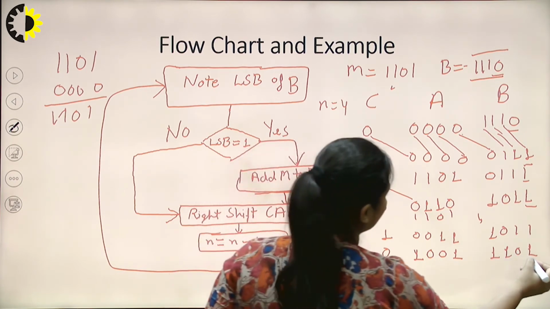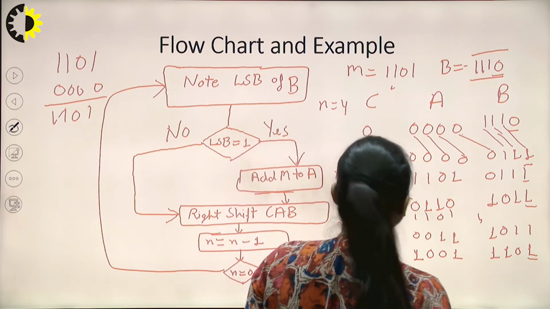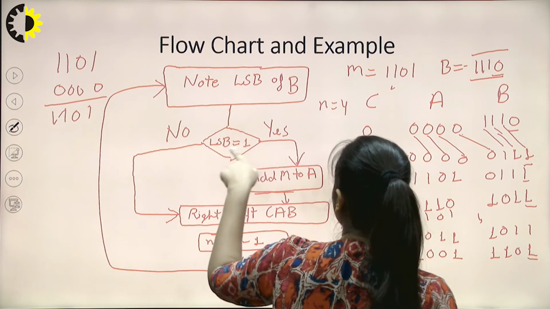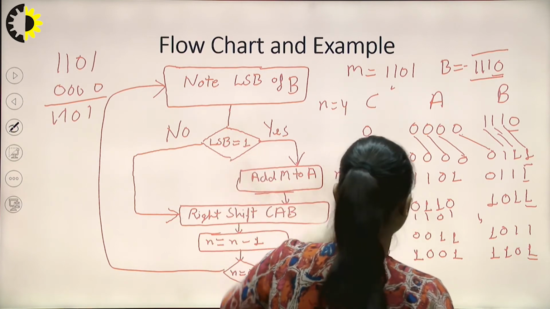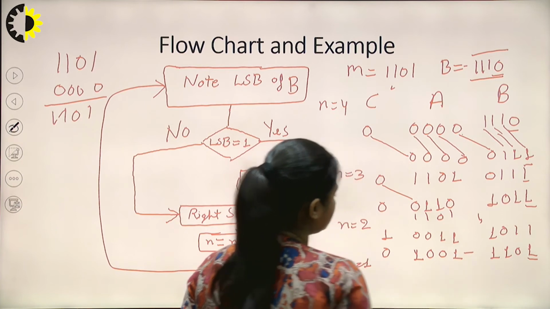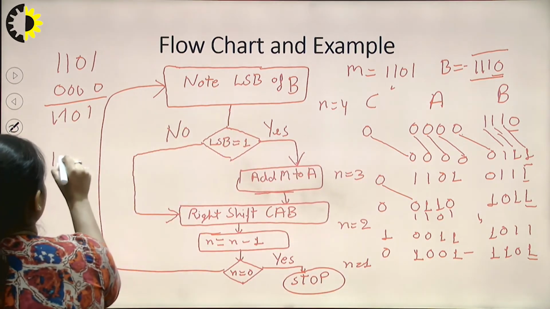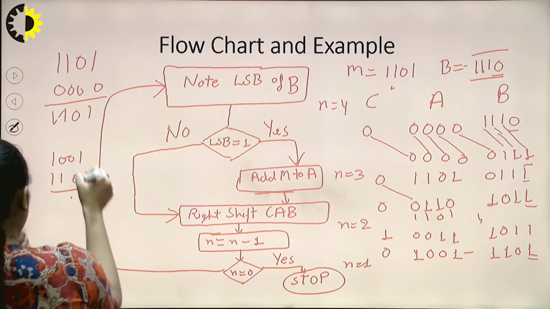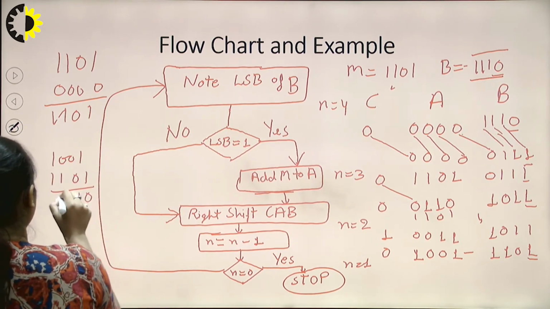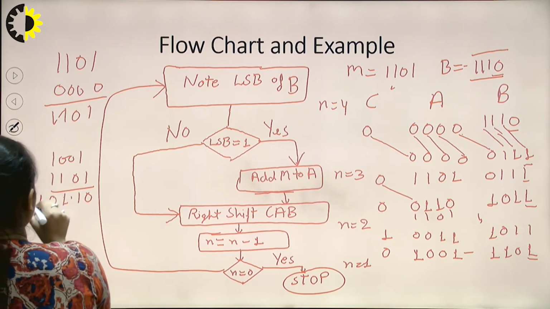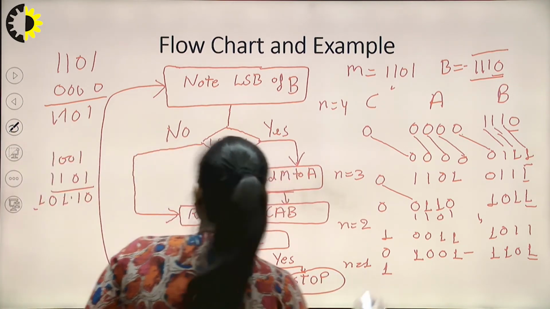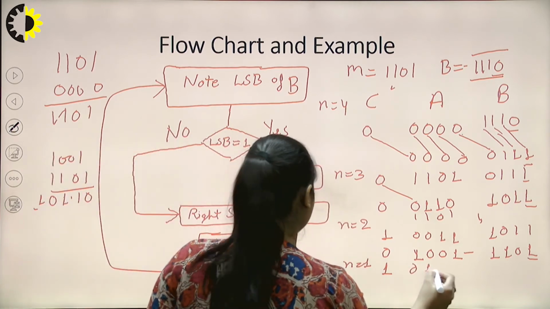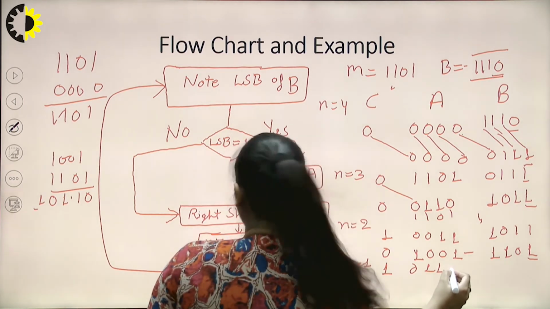Again we will check the value of B's LSB, which is 1. So again we can see that whenever LSB is equal to 1, we have to add M to A. So the current A is having 1001 and M's value is 1101. So adding them, the carry is 1, and the updated A is 0110.